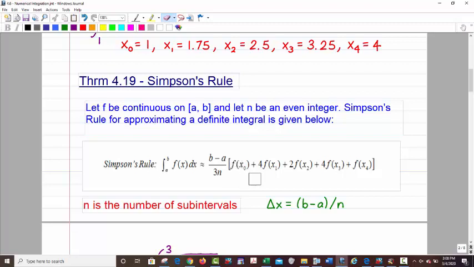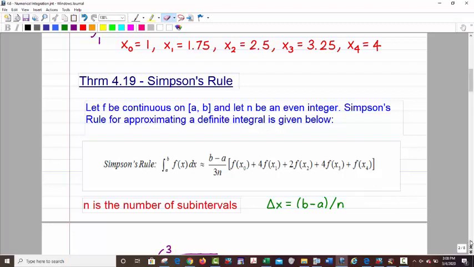So it has 1, then it goes to 4, then it goes to 2, and then 4, and then 1. So the second one is a 4, and the next to the last one needs to be a 4. So for example, if it was 8 subintervals, it'd go 1, 4, 2, 4, 2, 4, 2, 4, and then 1.